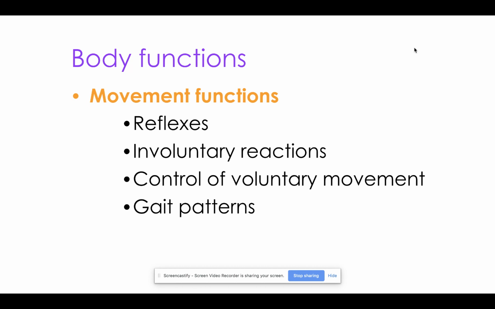The next is control of voluntary movement. This is what we talk about a lot in the therapy world when we look at hand and eye coordination, bilateral coordination, crossed midline. We look at fine motor and gross motor control. We look at ocular motor control. We look at really how we control our body to engage in any kind of activity that we would like to do. The next one is gait patterns. This looks at gait, such as walking and mobility, and its role in how we engage in occupations.